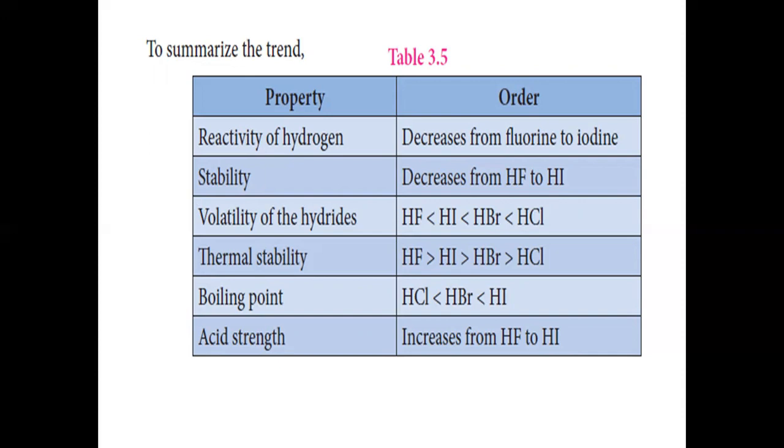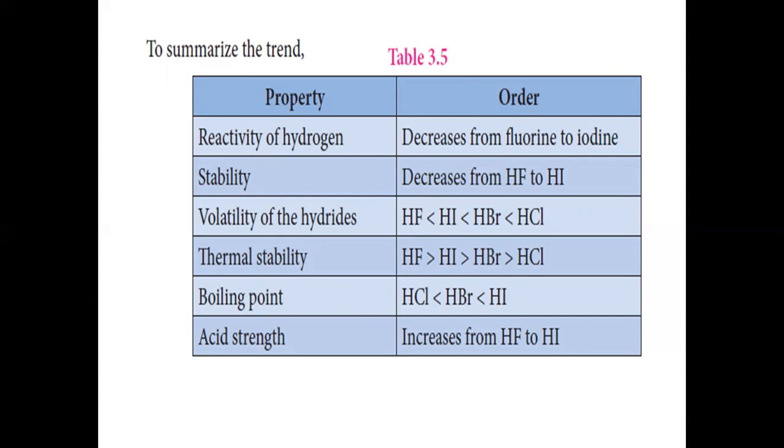Volatility means the substance is not in a stable state; it immediately changes into another state. That is what we call volatility. HI is the most volatile. HF is the least volatile, because the bond between hydrogen and fluorine is so strong, it does not easily volatilize.